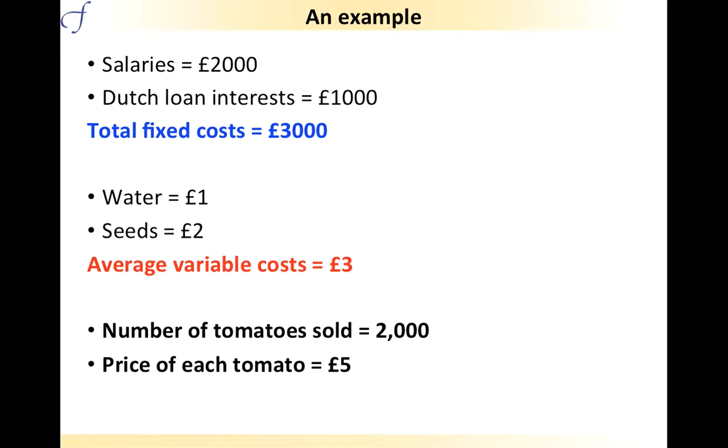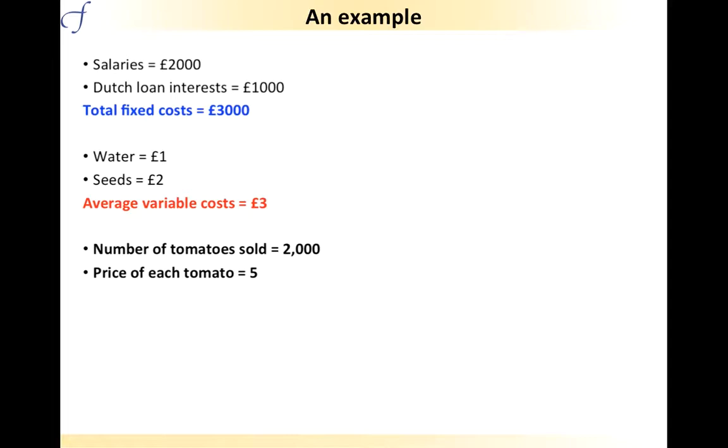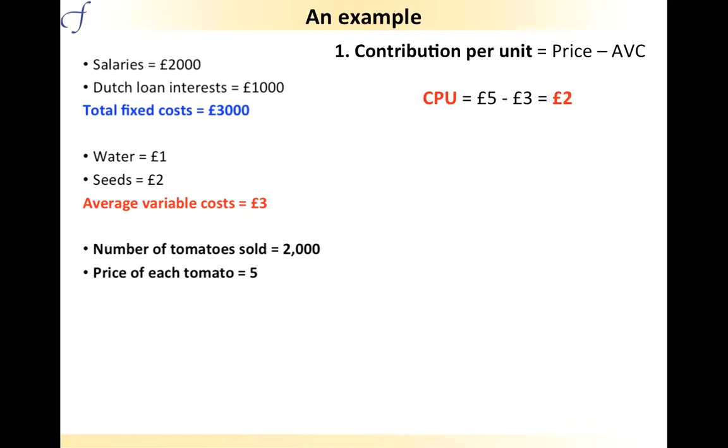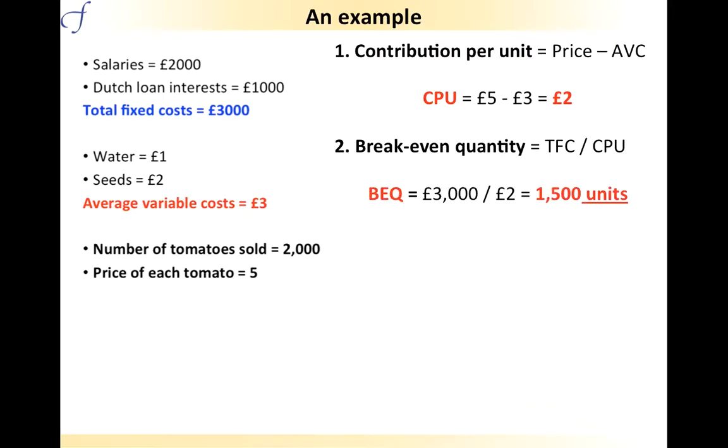Now we're going to be calculating the break-even quantity. We start by calculating the contribution per unit, which is equal to price minus average variable cost. In our case, the price is equal to £5 and the average variable cost is equal to £3, which means that the contribution per unit is equal to £2. Then we can calculate the break-even quantity, which is equal to the total fixed cost divided by the contribution per unit. Total fixed cost in our case is £3,000 and the contribution per unit is equal to £2, which means that we need to be selling 1,500 units.